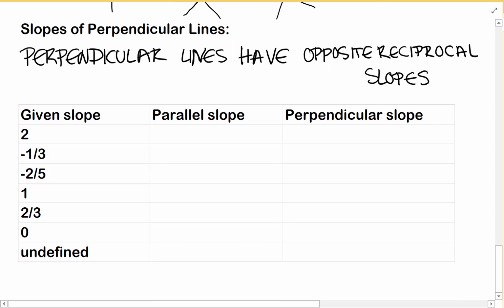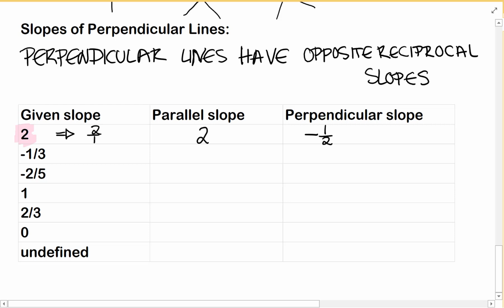Parallel lines have the same slope. So if the given slope is 2, what is the parallel slope? It is also 2. What is the perpendicular slope? Okay, so we'd have to change the sign. So instead of positive, it will be negative. Instead of 2 over 1, if you want to see this as a fraction, it would be 1 over 2.